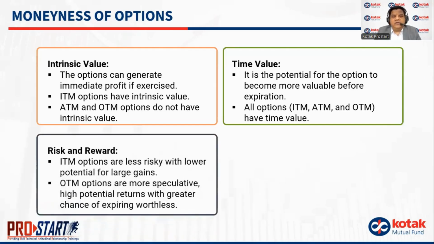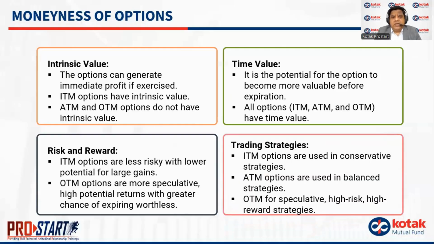When we look at the risk and reward, ITM options are supposed to be less risky because if you exercise it immediately, you're going to make money out of it. And there is a lower potential for larger gains, right? Whereas OTM options are more speculative, with high potential of returns and greater chances of expiring worthless even on expiry. So the risk reward ratio for ITM options is restricted, whereas for OTM options it's much more vast.